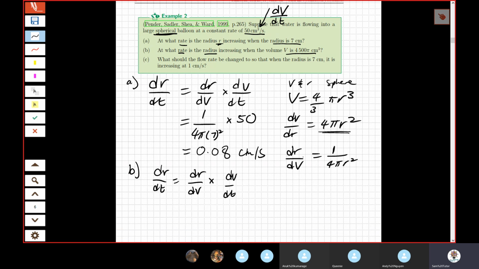So when you're at this stage, dr on dV, you can't say you're done, because you're not. You're here, 4 pi r squared, but you don't have the radius. You only know the volume. So how do I find the radius when the volume is 4,500?